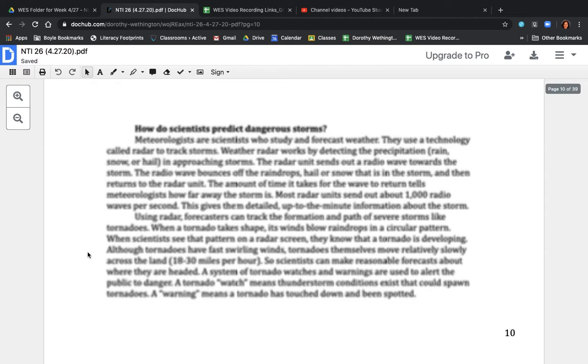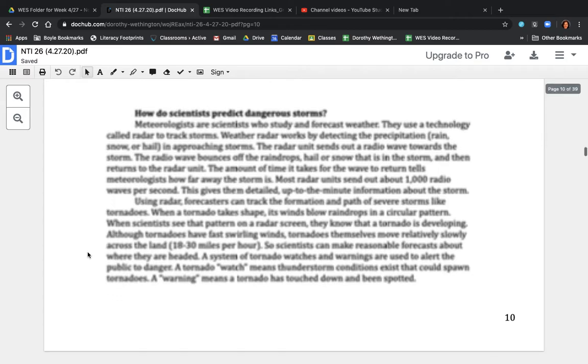When a tornado takes shape, its winds blow raindrops in a circular pattern. When scientists see that pattern on a radar screen, they know that a tornado is developing. Although tornadoes have fast swirling winds, tornadoes themselves move relatively slowly across the land, about 18 to 30 miles per hour, so scientists can make a reasonable forecast about where they are headed.